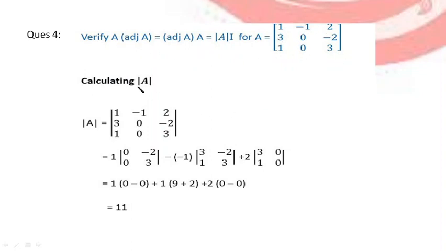First of all, let's calculate the determinant. Determinant for this matrix, we can expand along any row. Let's expand along the first row, and the determinant is 11. In the last term, which is determinant A into I, it means it is equal to 11 into the identity matrix of the same order. Same order means 3 by 3.